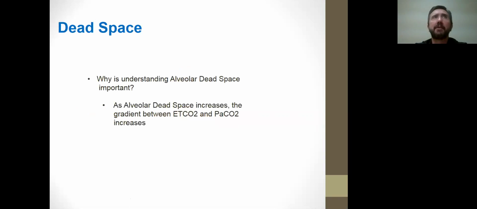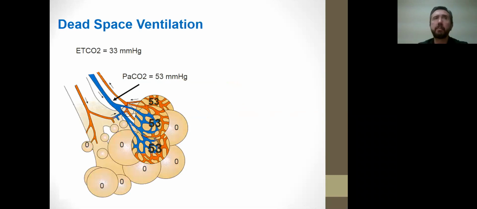Now, why is understanding alveolar dead space important? Remember that alveolar dead space is the sum of volumes of those alveoli which have little or no blood flowing through their adjacent pulmonary capillaries. The alveoli are ventilated but not perfused, so as a result, no gas exchange can occur. So why does an increased alveolar dead space create a gradient? Well, alveoli that do not take part in gas exchange will still have no carbon dioxide. Therefore, they will dilute the CO2 from the alveoli that were perfused. So the result will be a widened end-tidal CO2 to PaCO2 gradient.